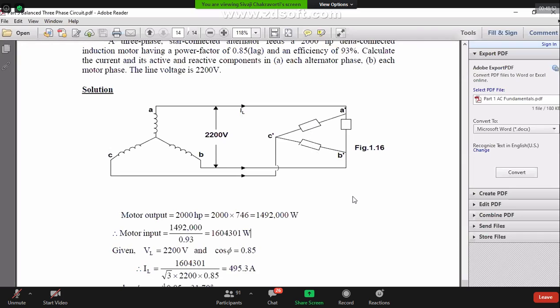So if I take the alternator, it's star connected. So line current is equal to phase current. Problem solved. Come to the motor. It's a delta connected system. So the phase current will be line current divided by √3. So motor line current divided by √3.